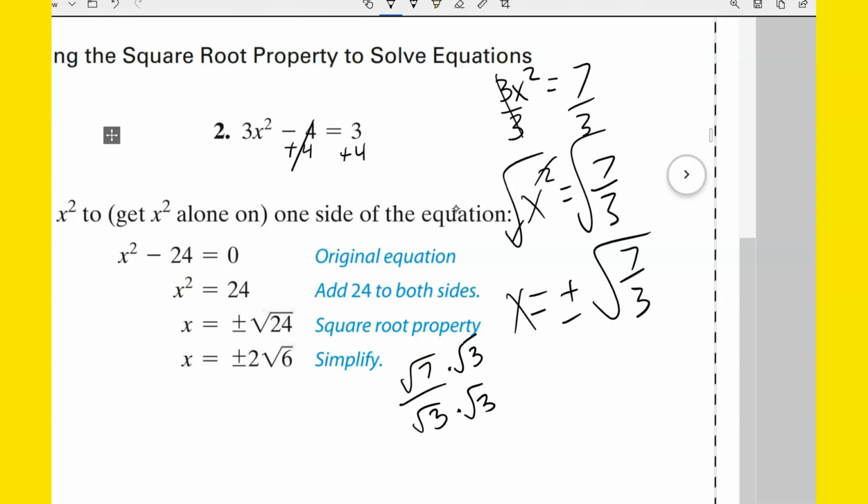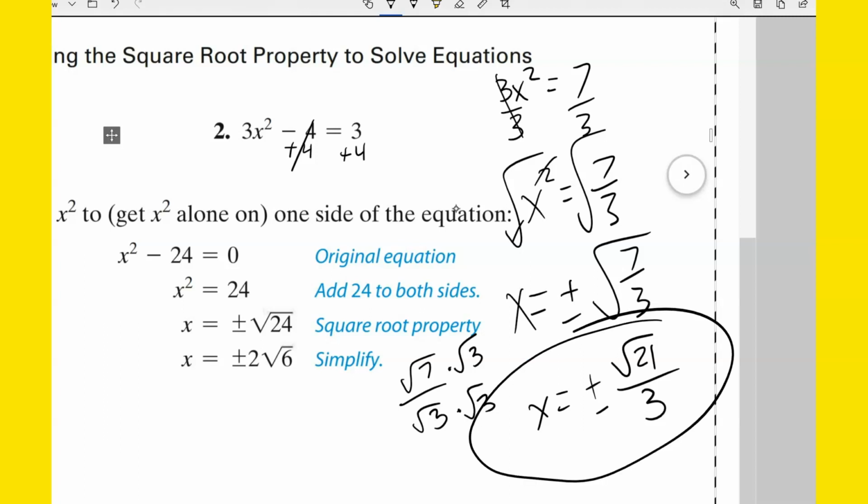So now we get x equals plus or minus the square root of 7 times 3, both under the radical, so it's the square root of 21 on the top. And the square root of 3 times the square root of 3 is the square root of 9, which is just 3 on the bottom. Remember, the square root of something times the square root of that same something is that something. So that's my answer to that problem.